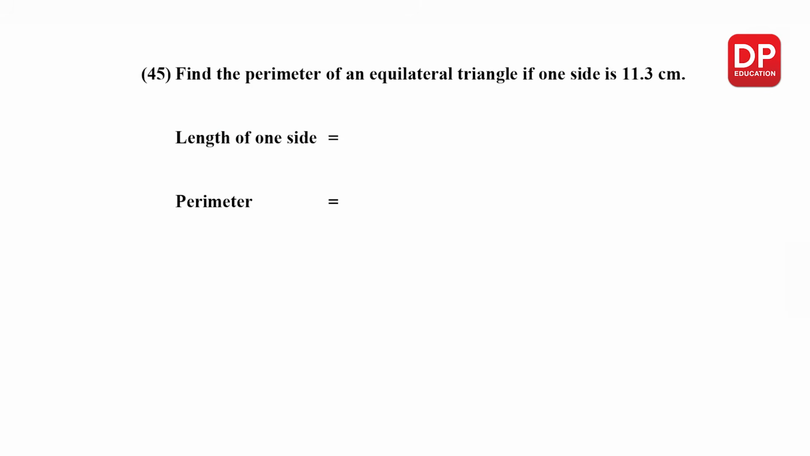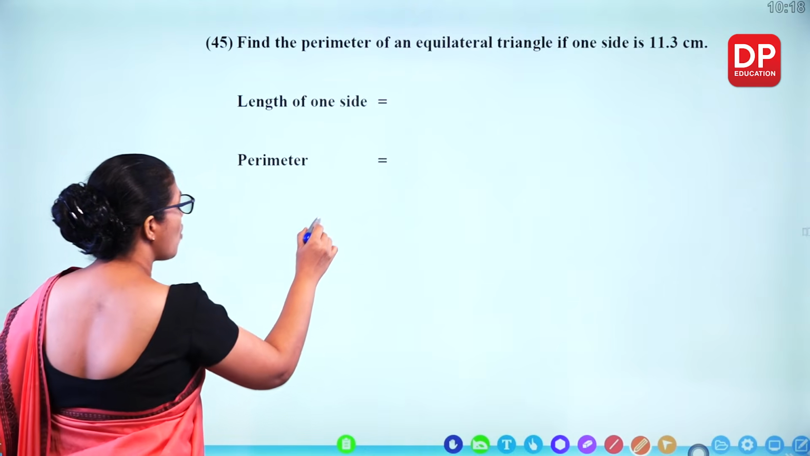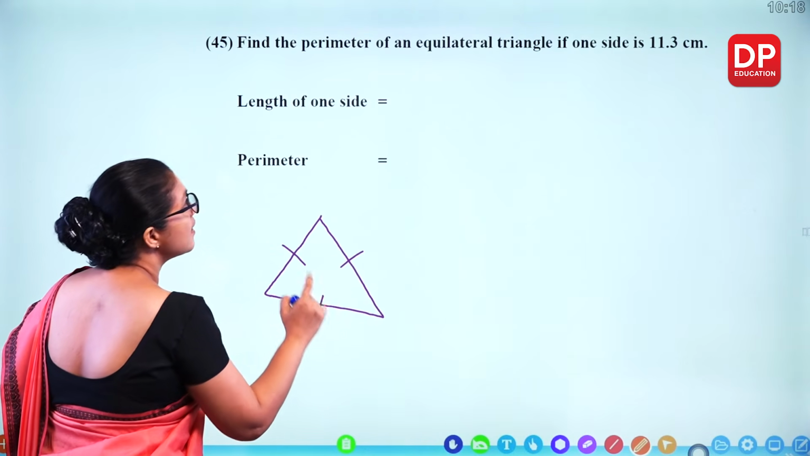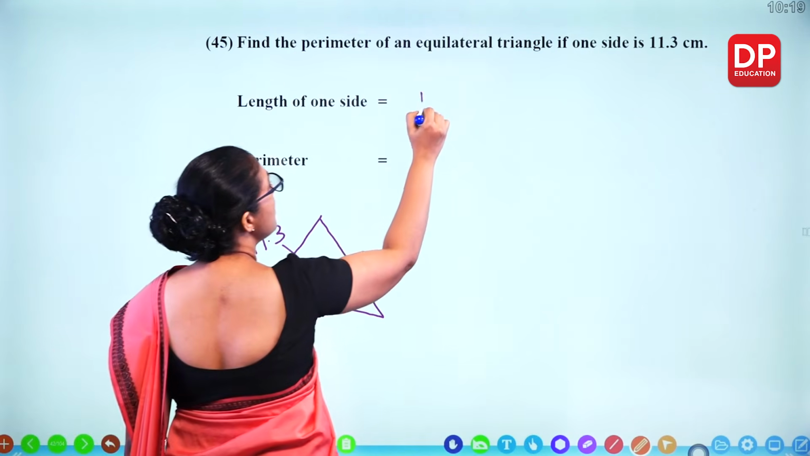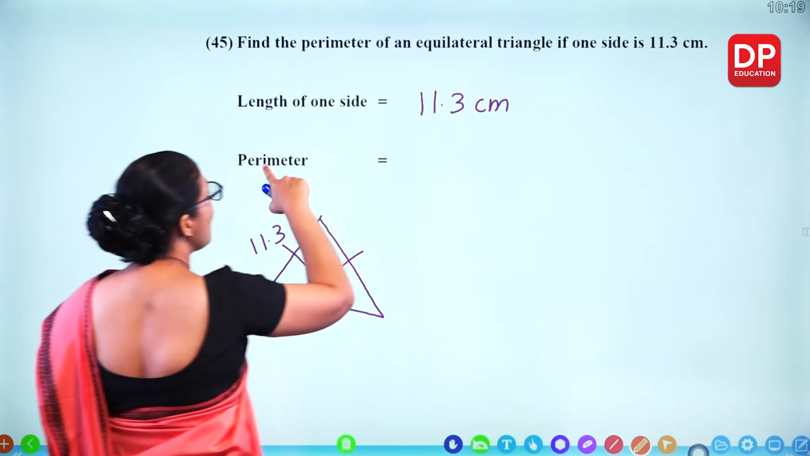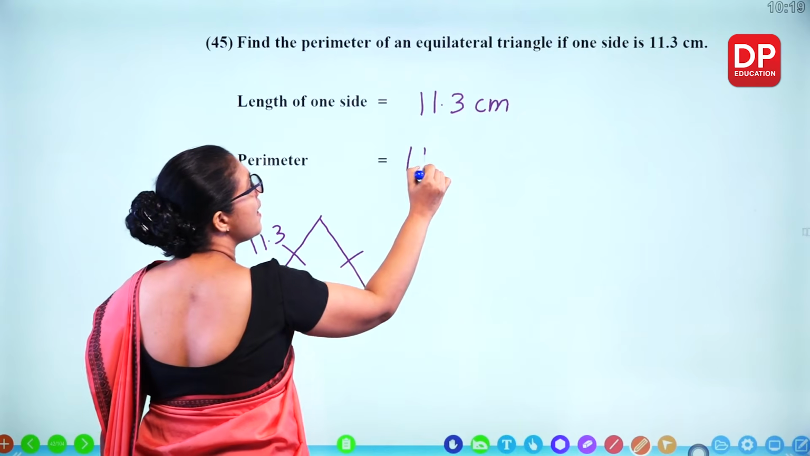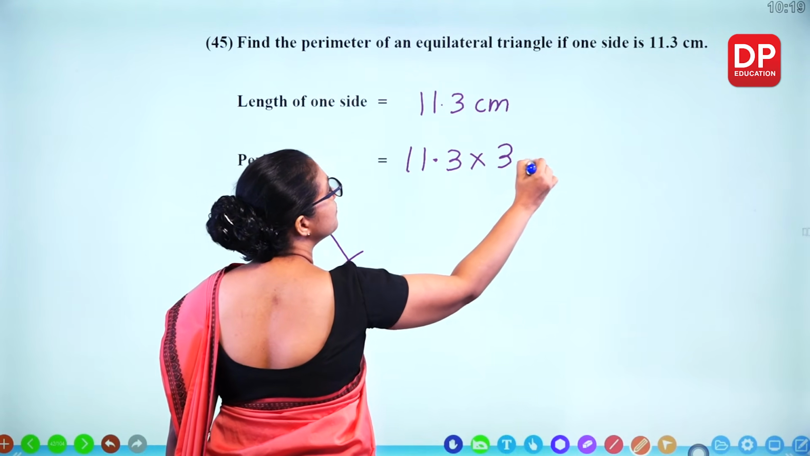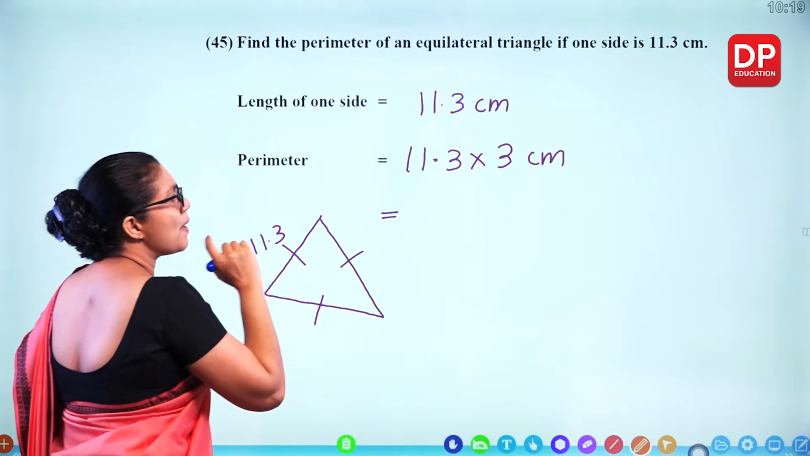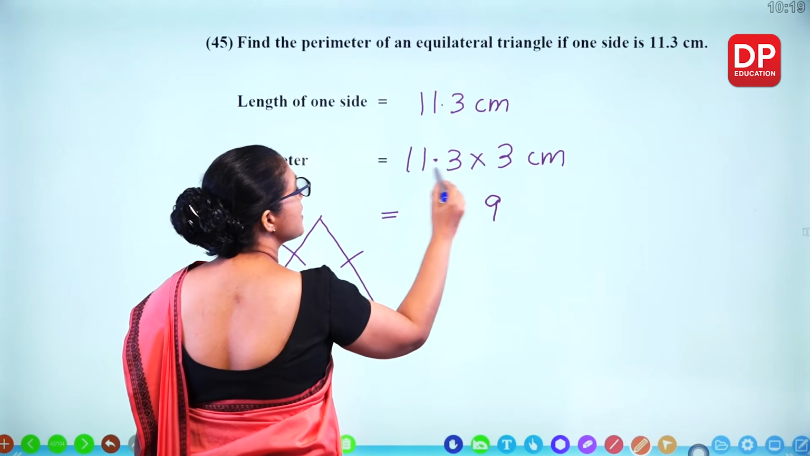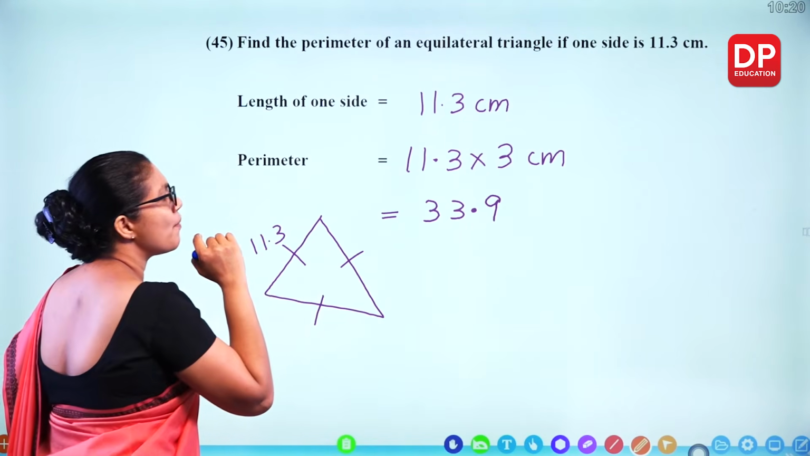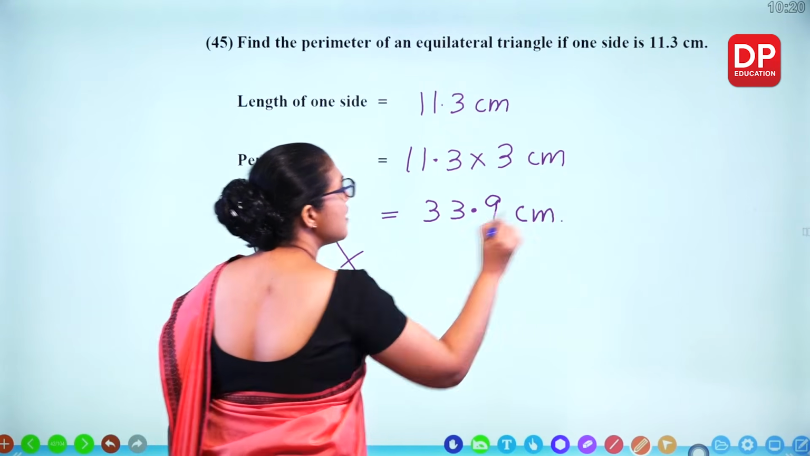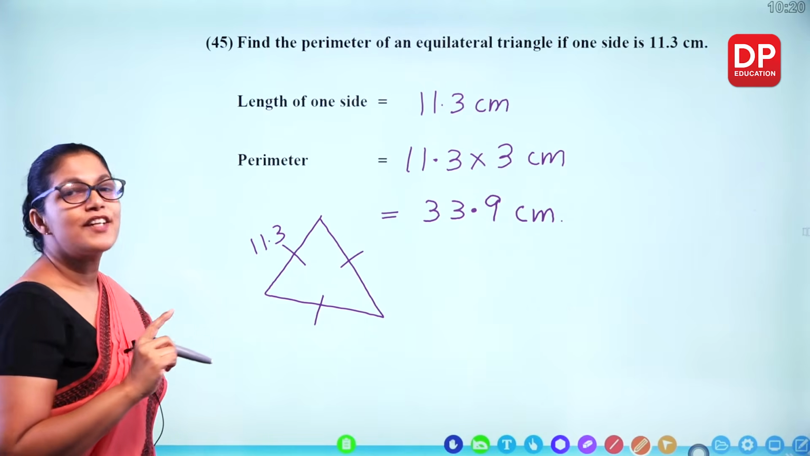Find the perimeter of an equilateral triangle if one side is 11.3 centimeters. Equilateral means all sides are equal in length. One side is 11.3 centimeters. How do we find out the perimeter? Multiply by 3. Ignore the decimal, just multiply by 3. 3 times 3, 9. 3 times 1, 3. 3 times 1, 3. Now put 1 decimal place. So 33.9 centimeters is the perimeter of this equilateral triangle.